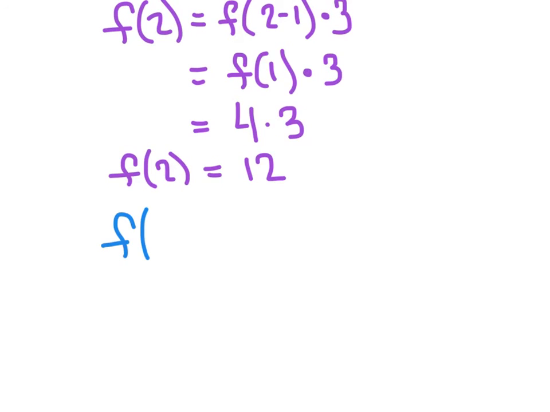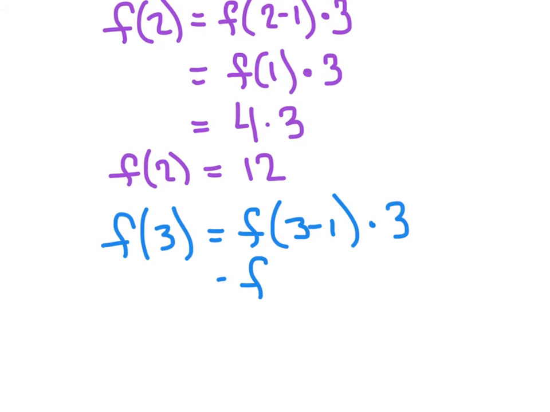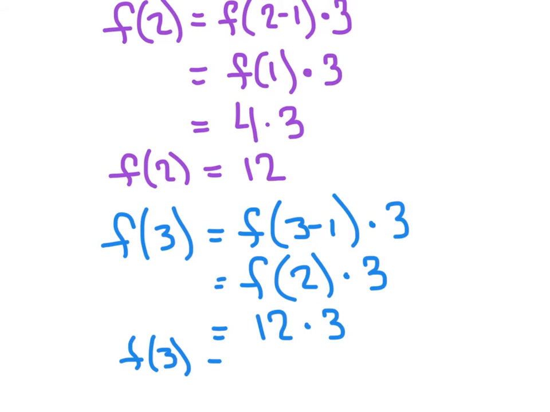Now the third term is going to be f of 3 minus 1 multiplied by 3, which is f of 2 times 3. We just found out moments ago that f of 2 is 12. Therefore, the third term is really 36.